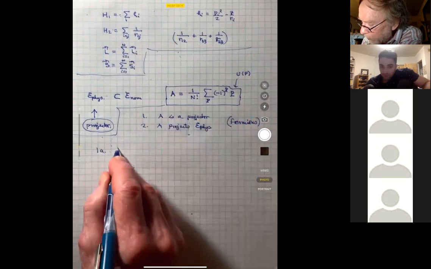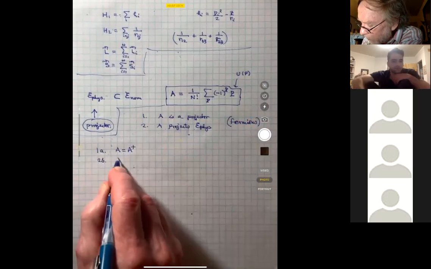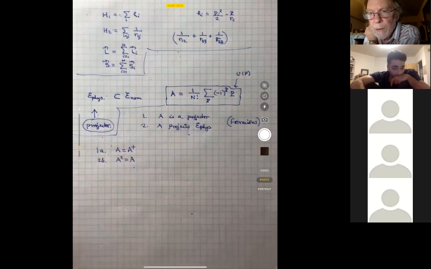The first is to show that A is Hermitian. And then the second one is to show that A squared is equal to A. This is our definition of a projection operator. So let me show you that these are true.